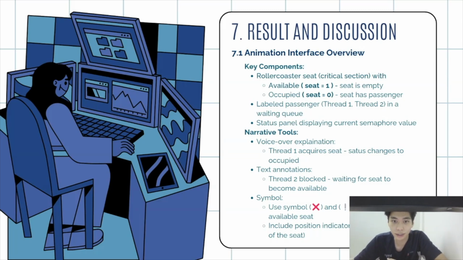The roller coaster seats represent the critical section: when the seat is available, it will indicate 1, and when it's occupied with the passenger, it will indicate 0. The characters are also labeled to show each thread's progress. For example, the passengers will be labeled as thread 1 and thread 2 in the waiting queue.